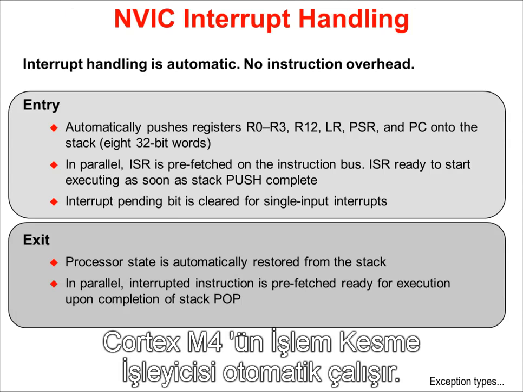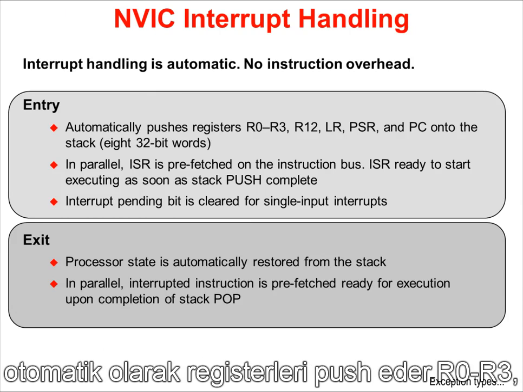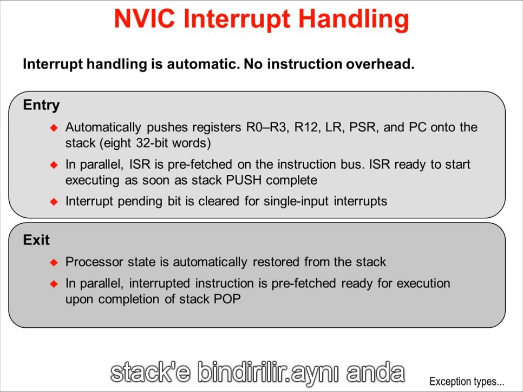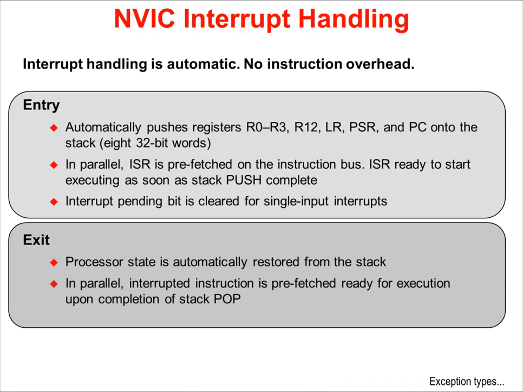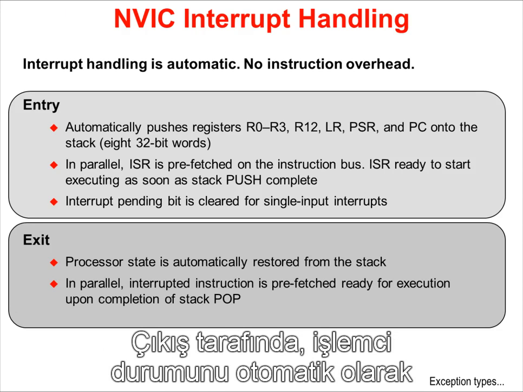Cortex-M4 interrupt handling is totally automatic. There's no instruction overhead. On entry, the device automatically pushes registers R0 through R3, R12, the LR, the PSR, and the program counter onto the stack. In parallel, the address of the applicable interrupt service routine is fetched onto the instruction bus. The ISR is then ready to start execution as soon as the last stack push is complete.